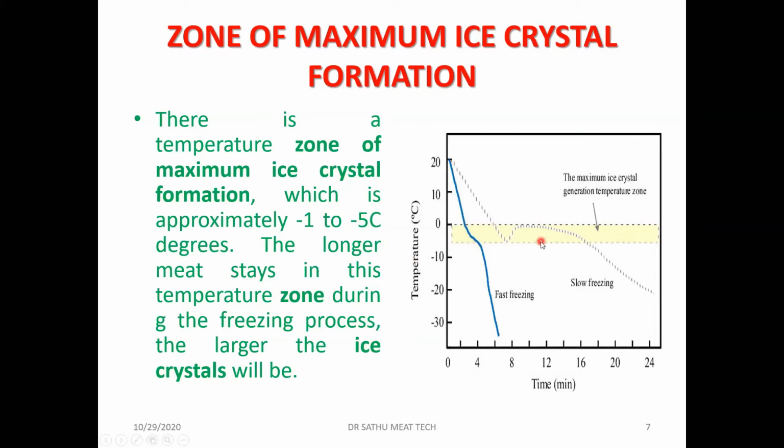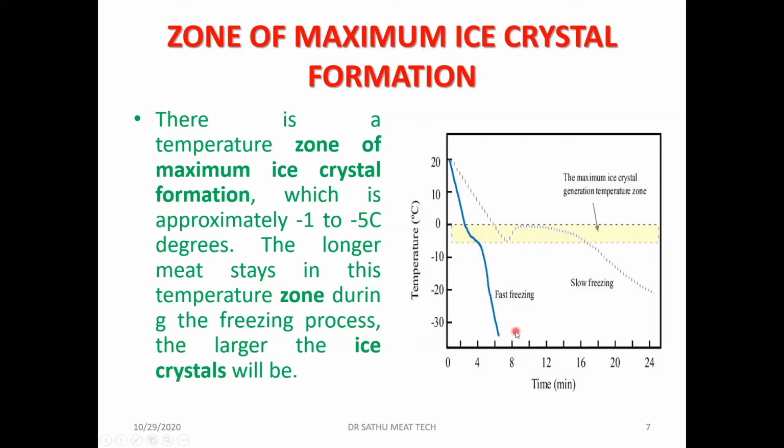For example, in the case of meat at -2 degrees centigrade, we find that 50% of the water is getting converted into ice. Between the range of -1, -3 or -5, we find that almost 75% of the water in the meat is getting converted into ice. So that is called a zone of maximum ice crystal formation. During the freezing, we have to see that the food material passes that zone as quickly as possible.